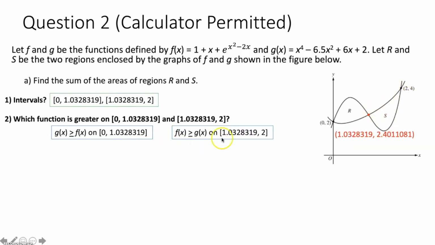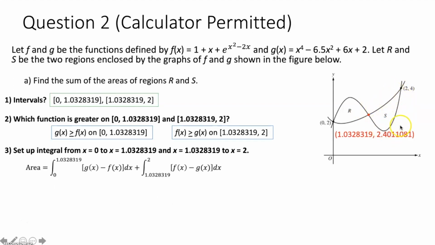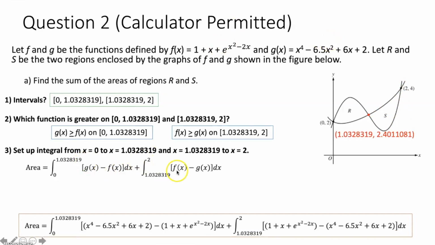So what that means in terms of this problem is that we're going to set up two separate definite integrals. In our first definite integral, the integral is going to be from x is equal to 0 to x is equal to this x value, and it's going to be of your upper function, which in this case is g of x, minus your lower function, which in this case is f of x. And then we're going to add that to the second integral, which is going to be the integral from x is equal to this x value to x is equal to 2. That's going to be the integral of our upper function, which now is f of x, minus our lower function, which now is g of x. Then all we have to do is plug in what each of those functions are equal to for f of x and g of x.